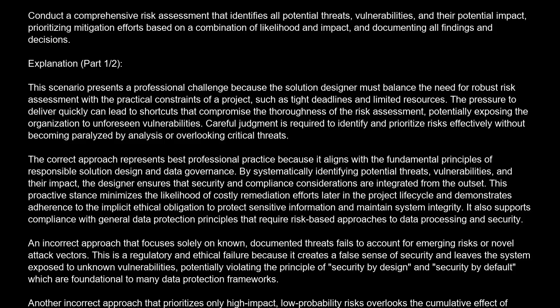An incorrect approach that focuses solely on known, documented threats fails to account for emerging risks or novel attack vectors. This is a regulatory and ethical failure because it creates a false sense of security and leaves the system exposed to unknown vulnerabilities, potentially violating the principle of security by design and security by default, which are foundational to many data protection frameworks. Another incorrect approach that prioritizes only high-impact, low-probability risks overlooks the cumulative effect of numerous low-impact risks.